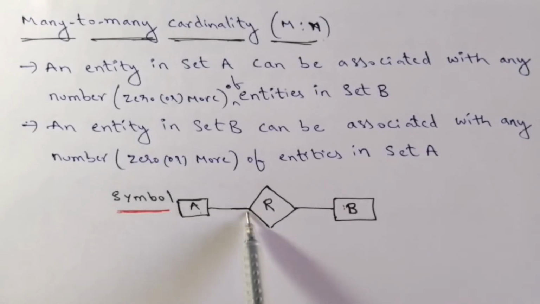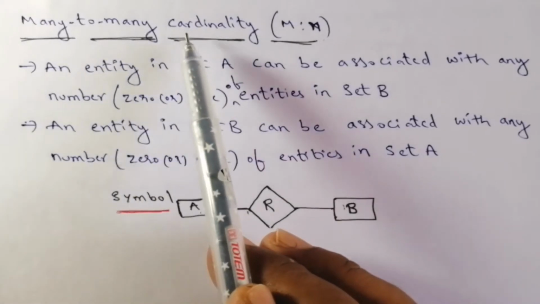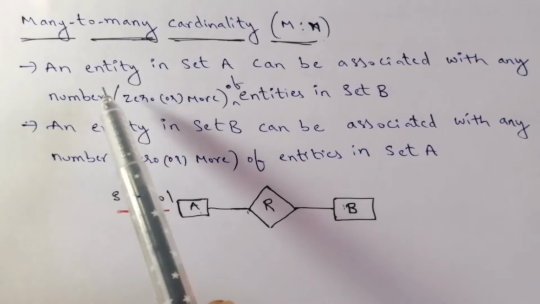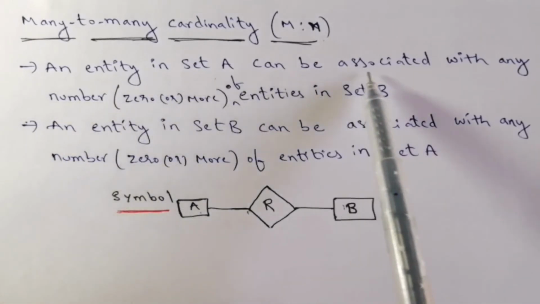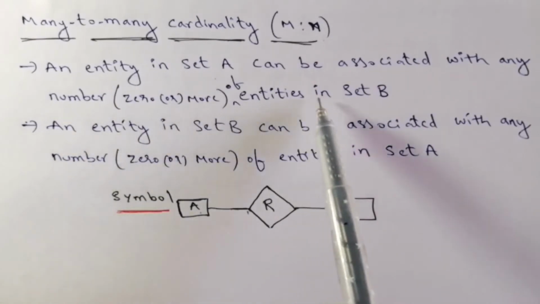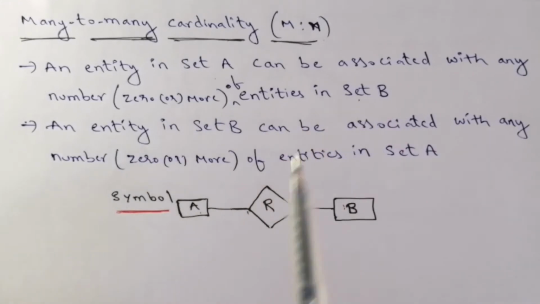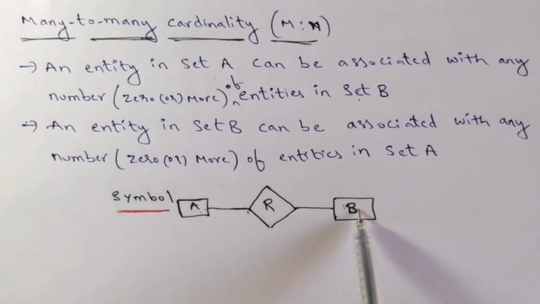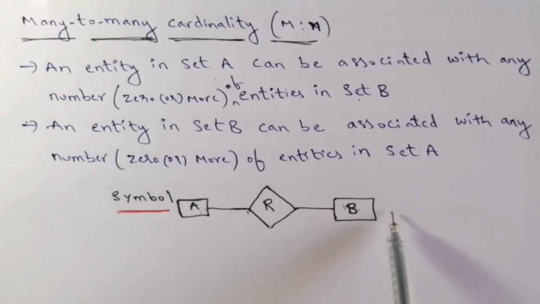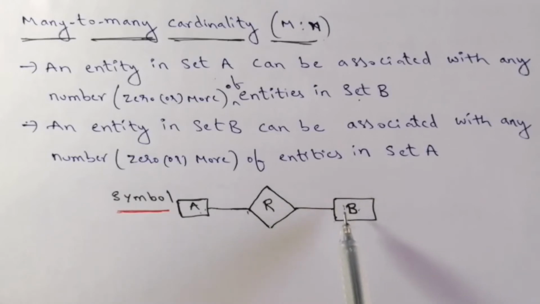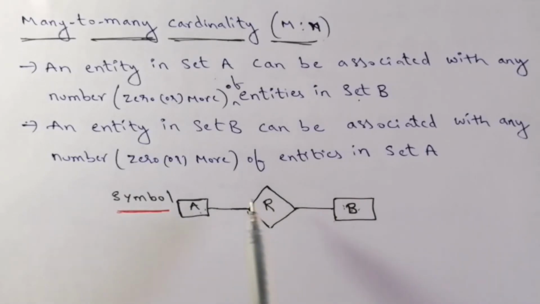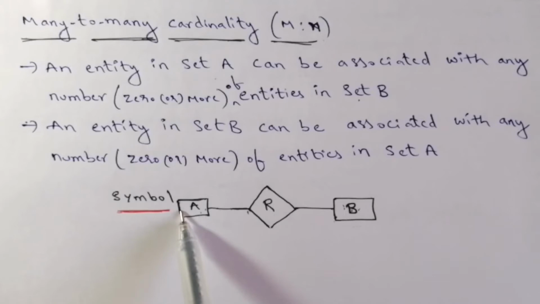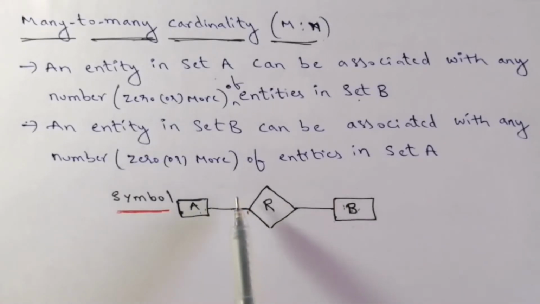What are the conditions which hold when we have the many to many cardinality? Let's look over them. An entity in set A can be associated with any number of entities in set B, right? In the same way, an entity in set B can be associated with any number of entities in set A. So it is many to many.